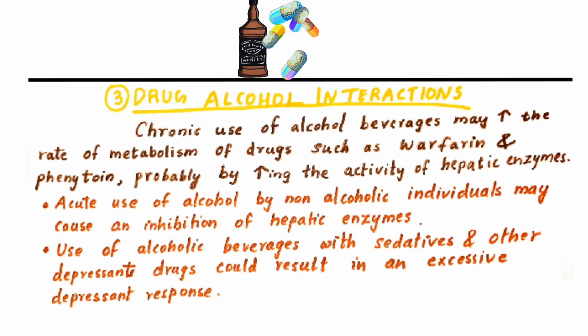And the use of alcoholic beverages with sedatives and other depressant drugs could result in an excessive depressant response. And if consumed in high doses, cross-tolerance occurs between alcohol and other CNS depressants. What is cross-tolerance? It occurs when tolerance to the effects of a certain drug produces tolerance to another drug. It often happens between two drugs with similar effects. In this case, alcohol and CNS depressants.